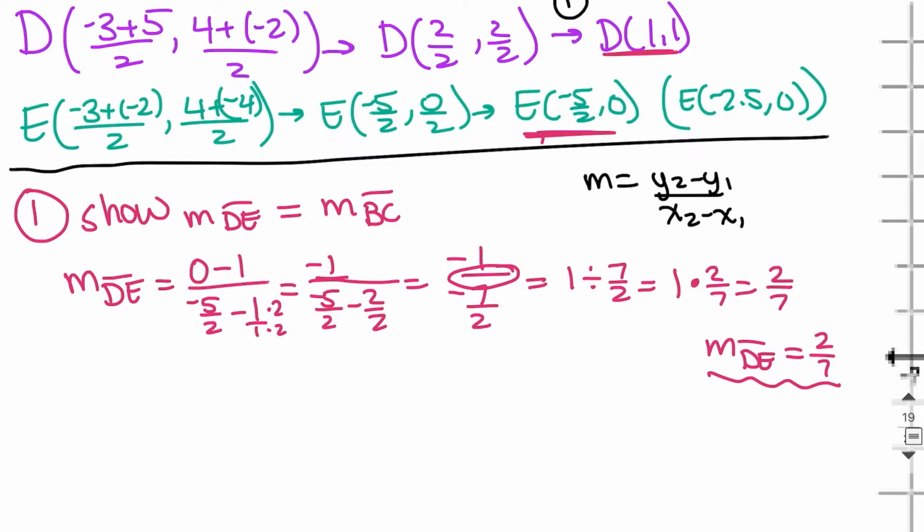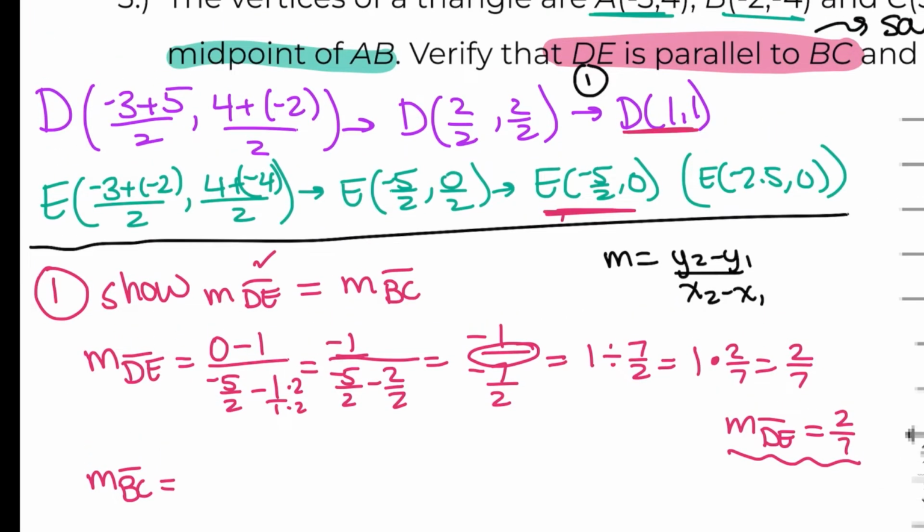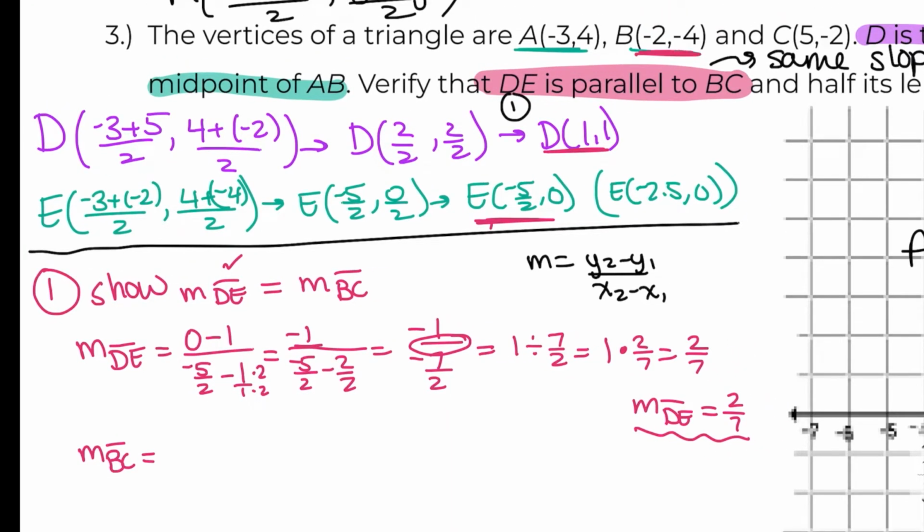Okay, we also need to find the slope of BC. So let's go ahead and find the slope of BC using the points B and C. So here it's y2 minus y1, so it's -2 minus -4, which is +4, over x2 minus x1, which is 5 minus -2, or 5 plus 2. So I get 2 on top and 7 on the bottom. So here we know that the slope of BC is 2 over 7.